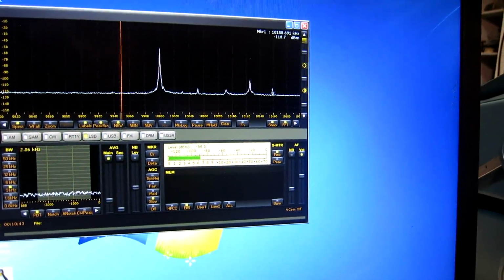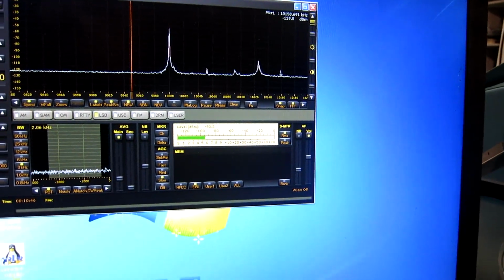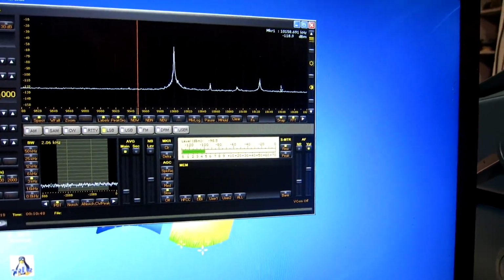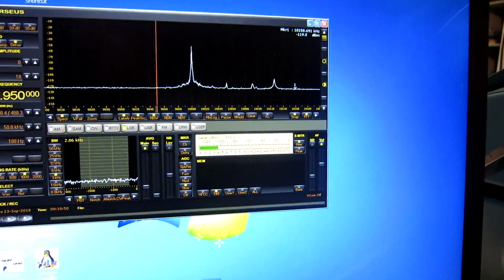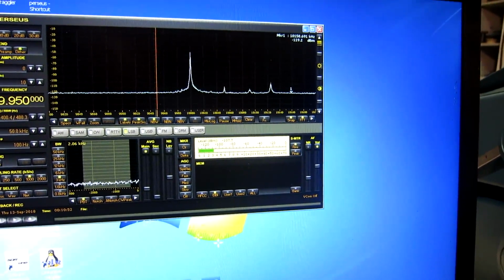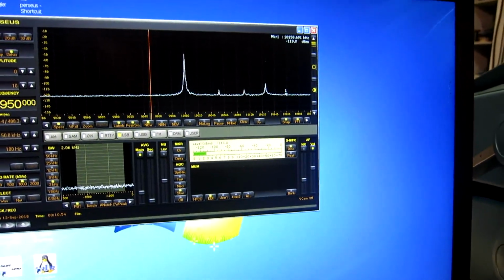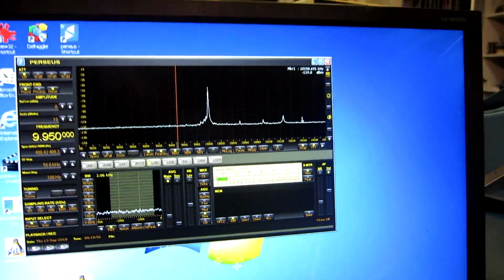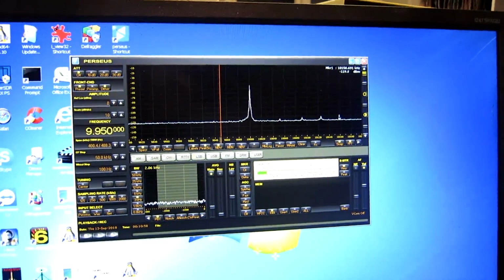And you can see we have this false noise things on the upper side, and also some noise close to the carrier. So I have to put this aside.